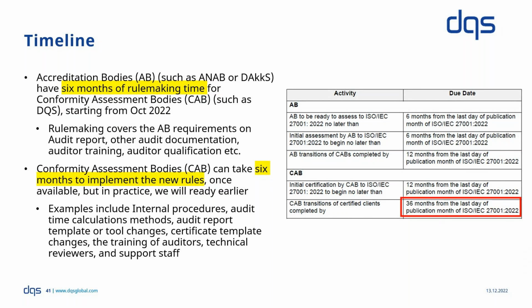On the bottom right of this chart, I have a red border showing the total duration of the transition period. So all of the certified clients must transition within the next 36 months from the last day of the publication. So from October 2022, 36 months is October 2025. That is the total definition of the time period. Now all certification upgrades must be completed roughly a few months before that because there's a blackout period at the end.